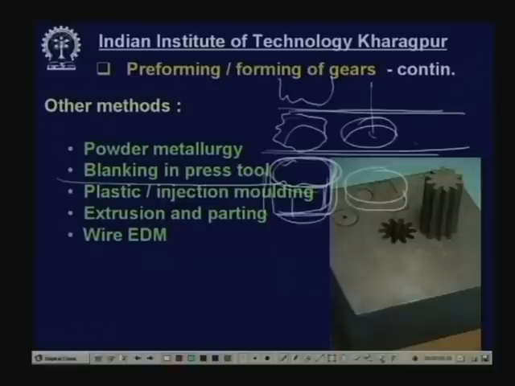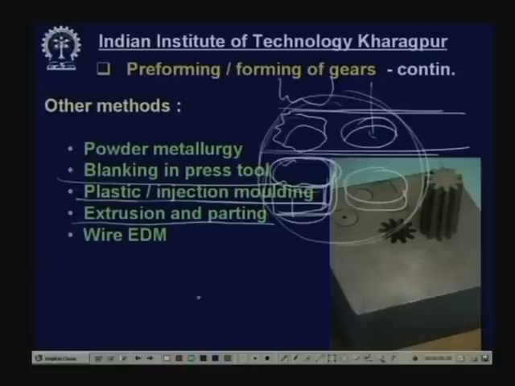Now this produces more or less accurate gears and smooth surface, but sometimes it requires further finishing like machining and deburring etcetera. But generally these are produced for gears of small size, softer material, thinner size, so that the amount of force required is reasonably low and can be done by stamping work. Plastic gears can be produced by injection molding, that is the process.